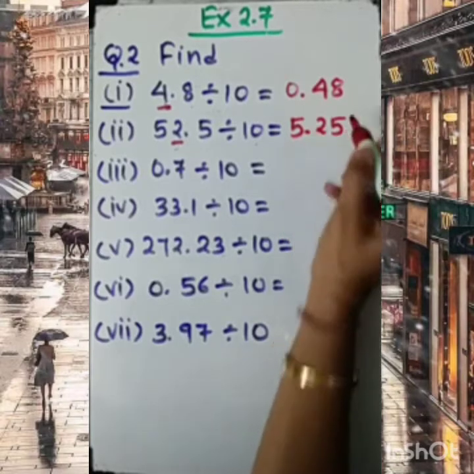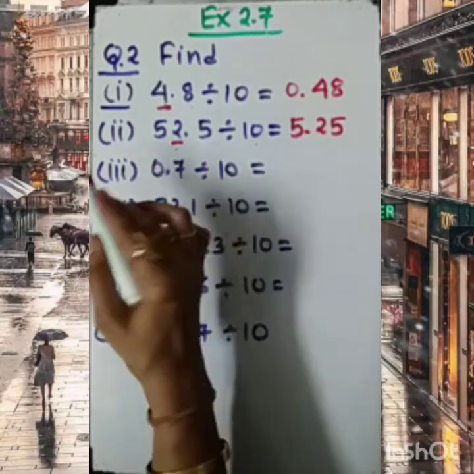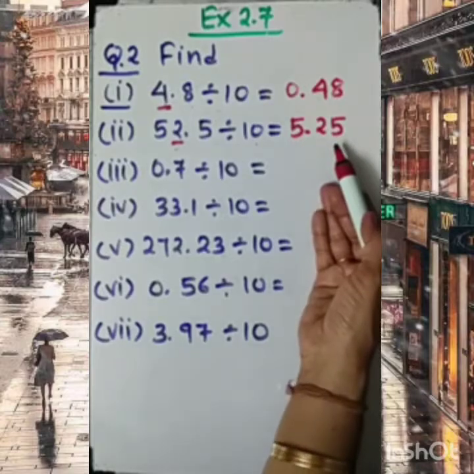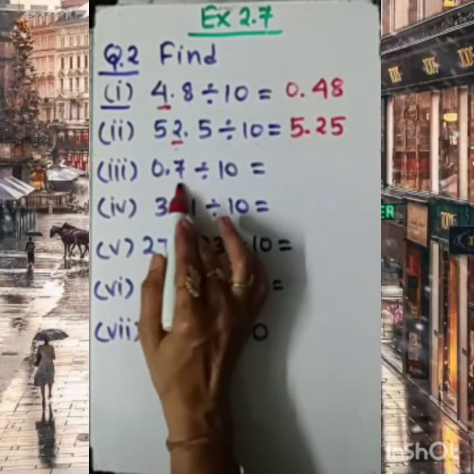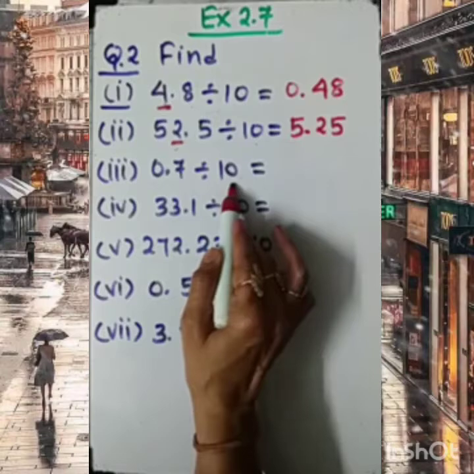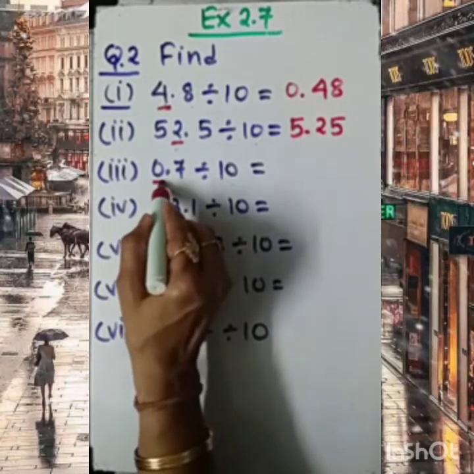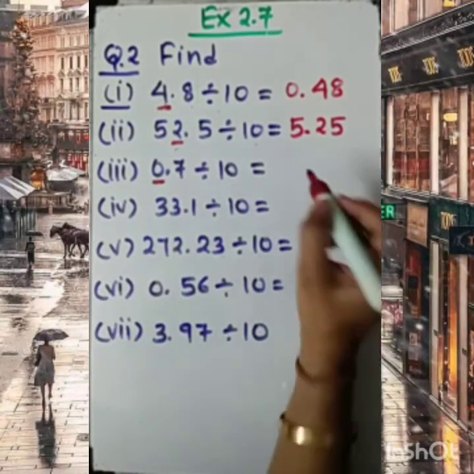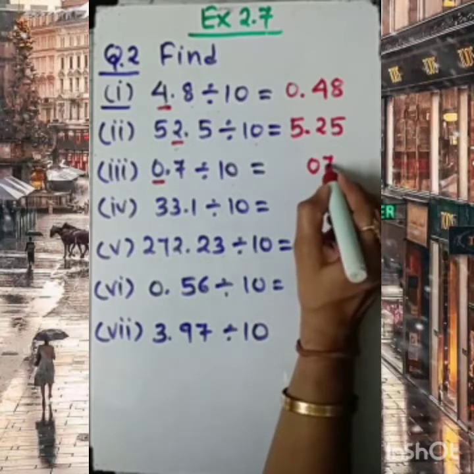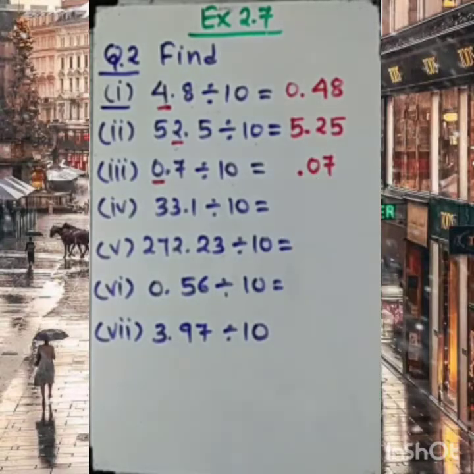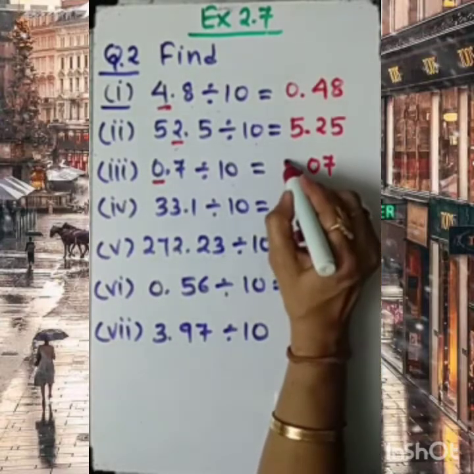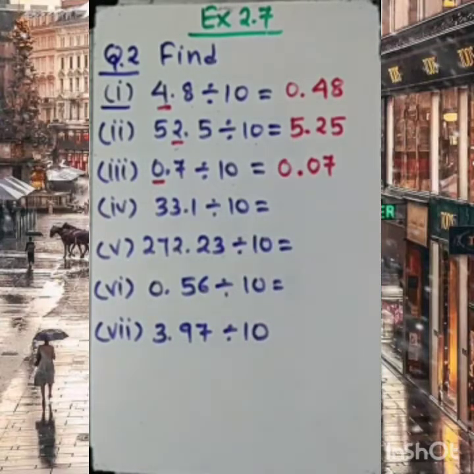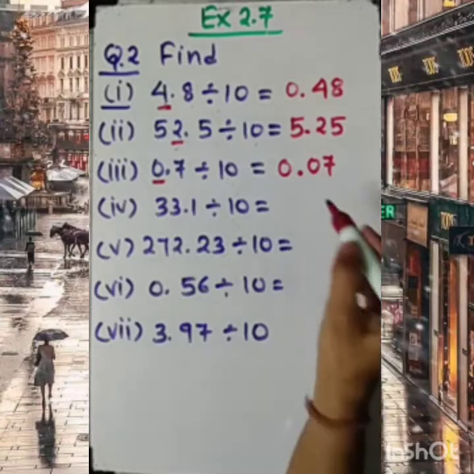5.25. You can see here this 2 I have shifted to the left side. 0.7 divided by 10. It means that we need to focus on this 0. This 0 will be shifted to this side, before the decimal, after the decimal. So what should I write before the decimal? Nothing means, please dear student, always consider 0.07.